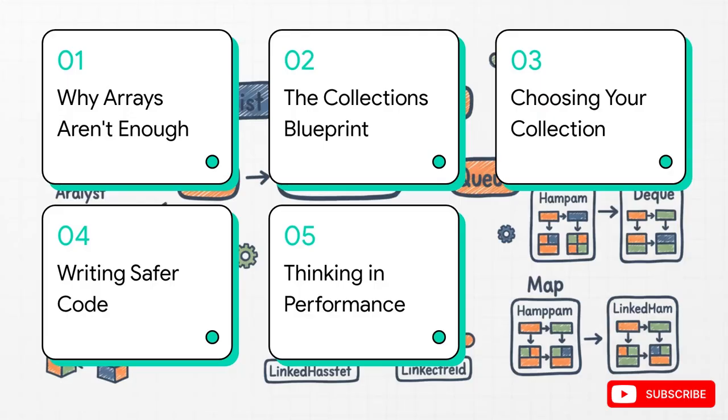So here's our game plan. We'll kick things off with why arrays just don't cut it anymore. Then we'll decode the framework's core design, which can be a little tricky. After that, a quick tour of the essential collection types. Then we'll see how modern Java makes them safe. And finally, we'll shift our thinking to performance.